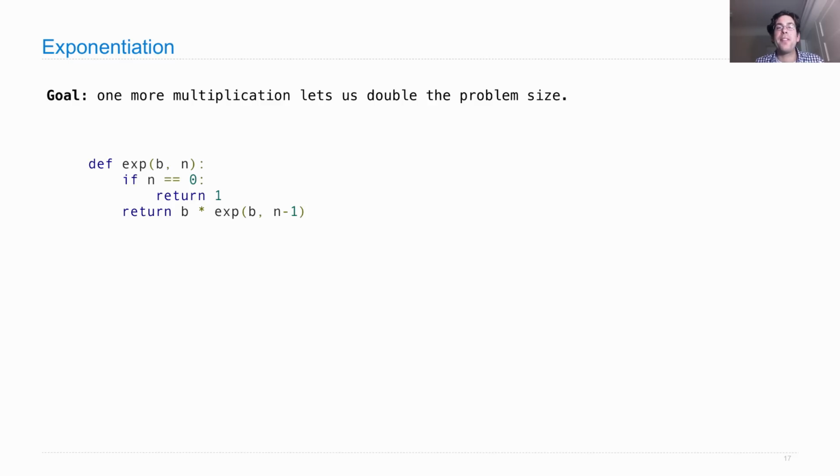So here's one that's not so quick. I raise b to the power of n. Well, if n is 0, I just return 1. Otherwise, I return b times the result of raising b to the power n minus 1. So b to the 0 is 1, b to the 1 is b, b to the 2 is b squared, etc. So I can write down a recursive formulation of this in math as well. I can say b to the n is either 1 if n is 0, or b times b to the n minus 1 otherwise.